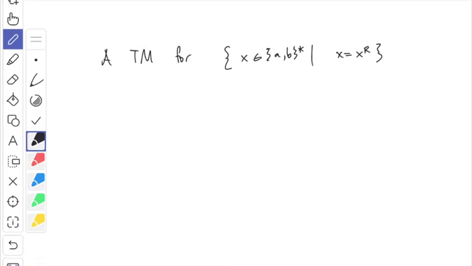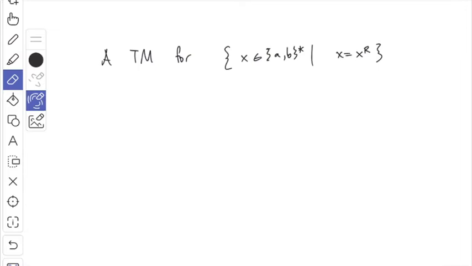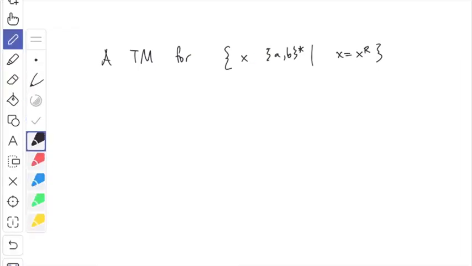This first part just tells you what letters are, right? X is any string on A's and B's, such that X equals the reverse of X, something like A, B, B, A, B, B, A. That's an example of a string that is in this language. I would like to try and make a Turing machine which accepts only strings that look like that.